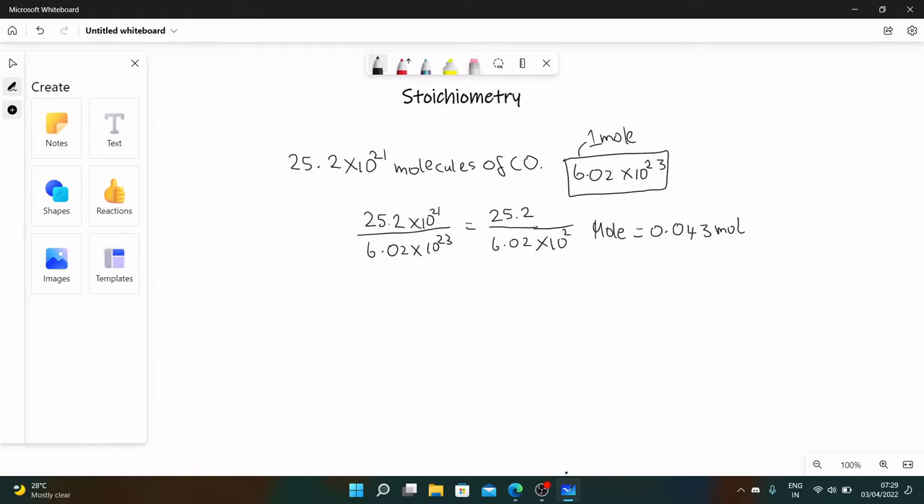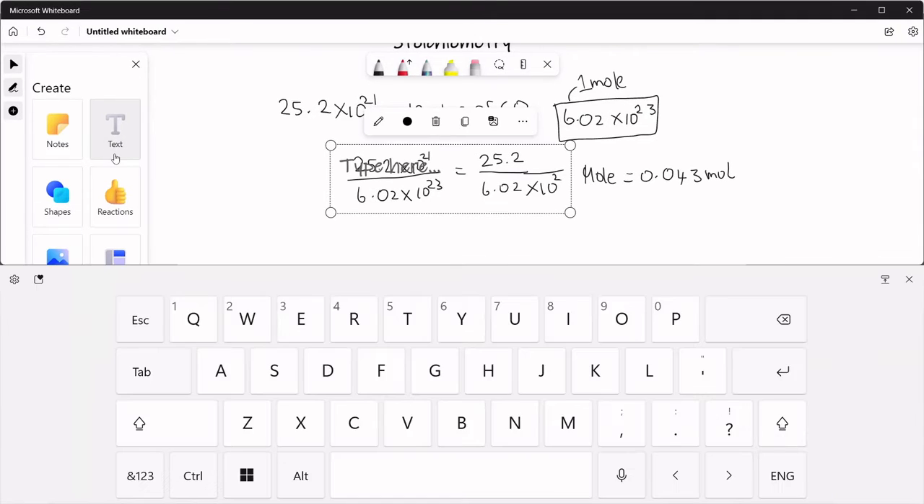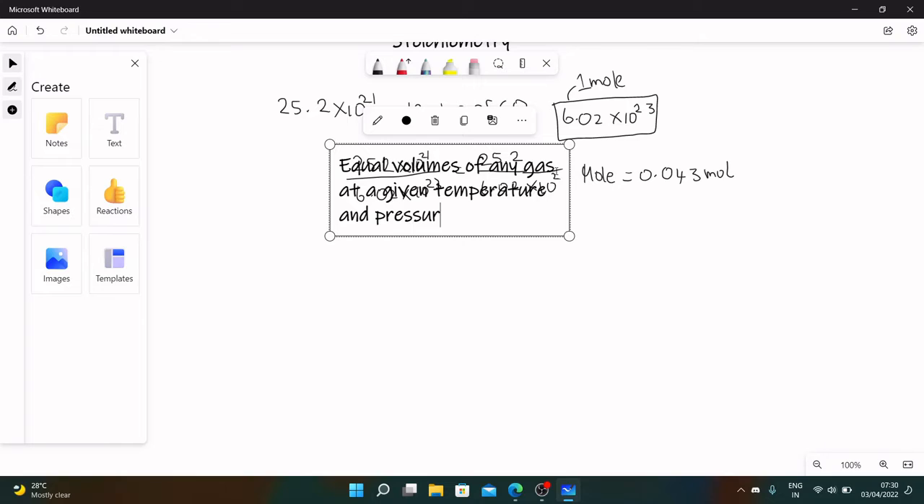Now we are going to move on to volume of gases. Avogadro's law states that equal volumes of any gas at a given temperature and pressure will have the same number of molecules.